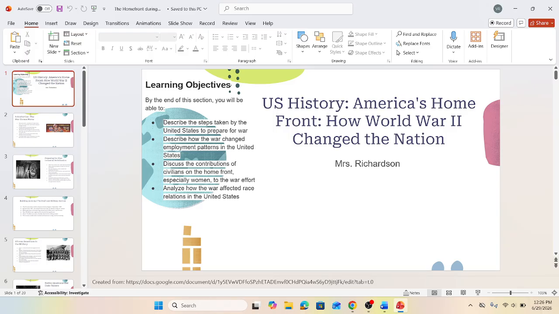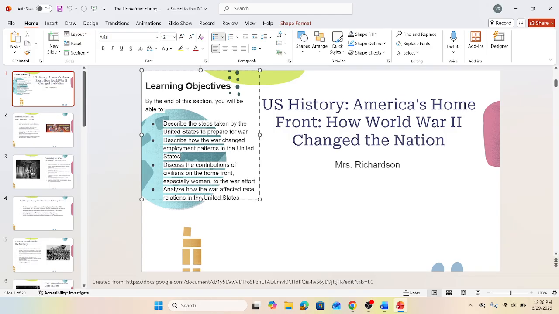So by the end of today's lesson, you should be able to describe the steps taken by the United States to prepare for war, describe how the war changed employment patterns in the United States, discuss the contributions of civilians on the home front, especially women, and analyze how the war affected race relations in the United States.